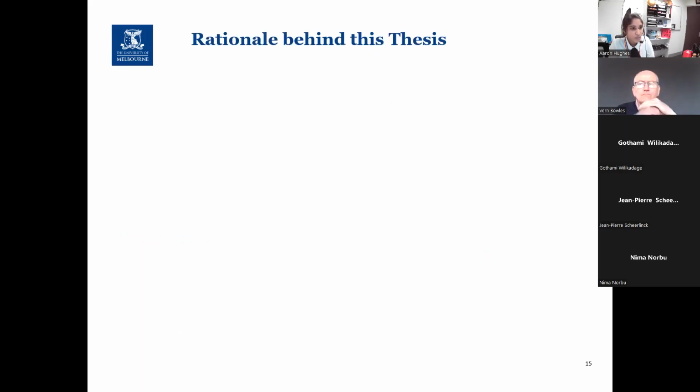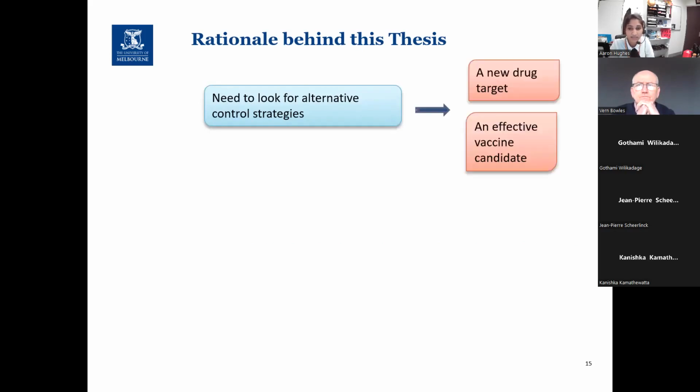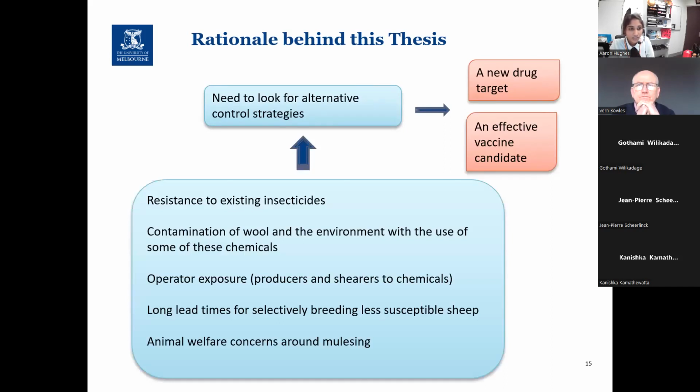And in this slide, I'm going to talk about the rationale behind this thesis, why I'm trying to look for an alternative control strategy like finding a new drug target or an effective vaccine candidate. As I mentioned in my previous slides, there are several control methods available in controlling Flystrike, but still we are facing different challenges with the current control methods. For example, development of resistance to the existing insecticides. So some of the blowfly species have shown resistance to the insecticides that we are currently using.